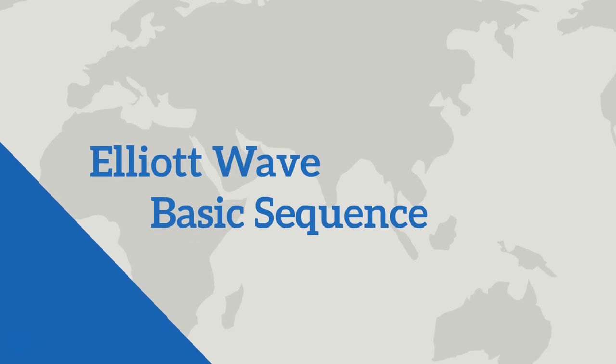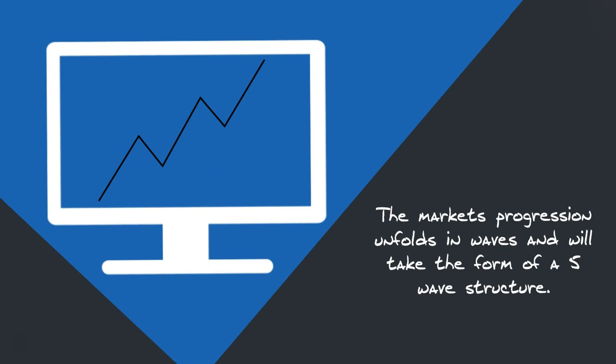Elliott Wave basic sequence. The market's progression unfolds in waves. The progress will take the form of a 5-wave structure. In a bullish market or uptrend, it will consist of 3 upward movements labelled 1, 3 and 5, which affect directional movement, separated by 2 downward movements labelled 2 and 4.